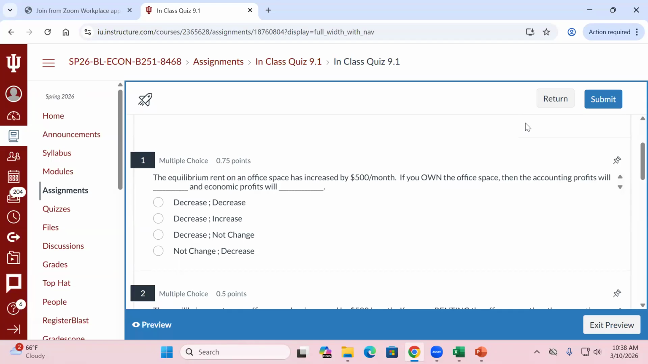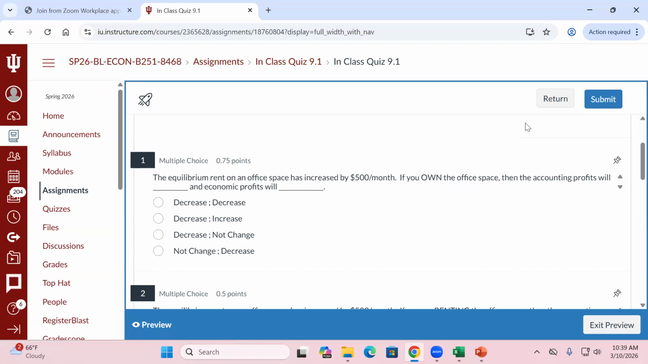Implicit cost. So if I own a building space and the rent of that space goes up by $500, well, I own it. What am I paying to run my business out of? Nothing, right? So when the rent I could be charging goes up by 500, what's happening to my explicit cost? Not changing at all. So my accounting profits would stay the same. Now, if I could rent it for $500 more a month, but I'm running my business out of it, what does that increase of $500 cause an increase in? My implicit costs. I'm not renting it to someone, so I'm missing out on an additional $500.